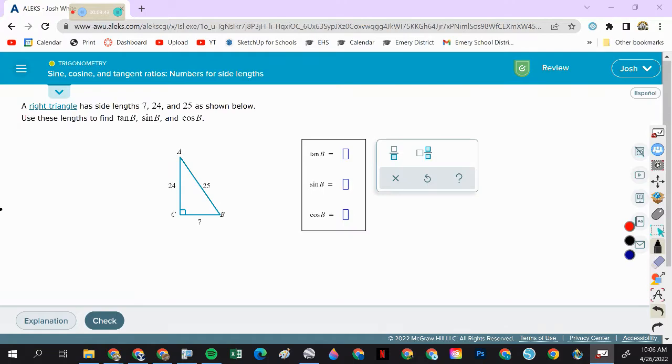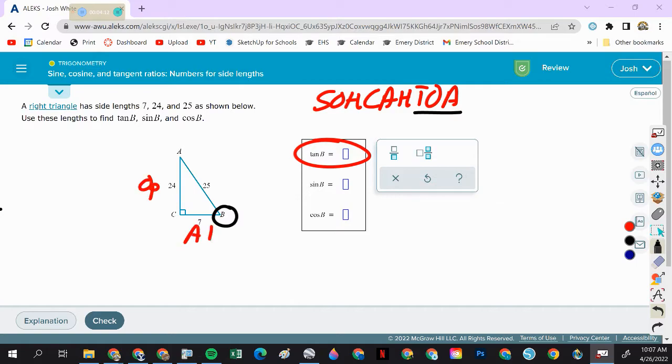So you need to remember SOHCAHTOA. What two sides does tangent use? Tangent uses opposite and adjacent. So if I choose angle B, then 24 would be opposite and 7 would be adjacent. So the tangent of B is 24 over 7. Does that make sense? Everybody get that? No?